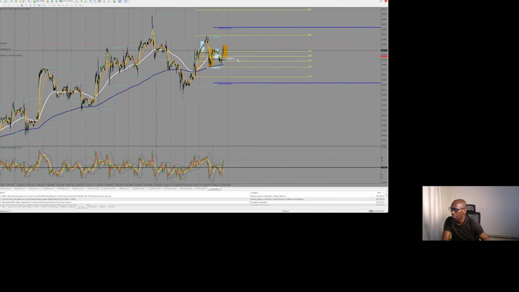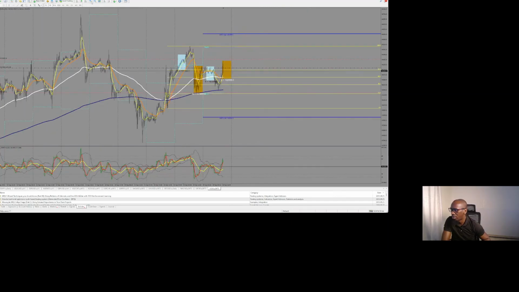And then what we would like to do at this point is we are going to place our take profit at potentially this level right here. Okay, so hopefully price gives us a good reaction and we'll pick up a quick $300.